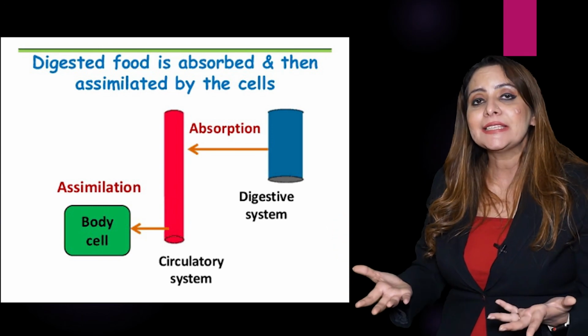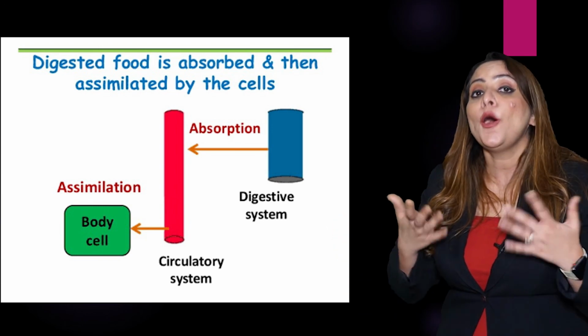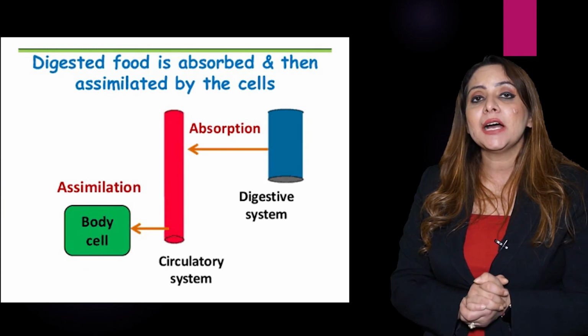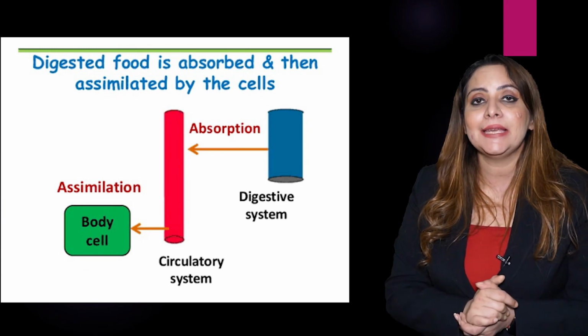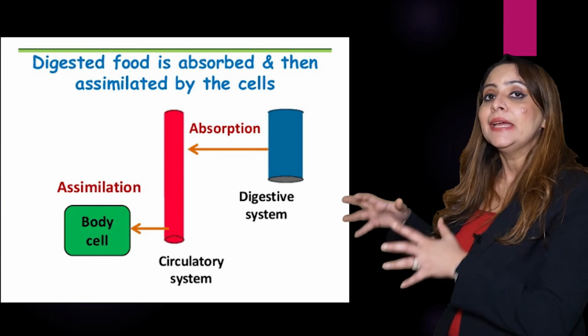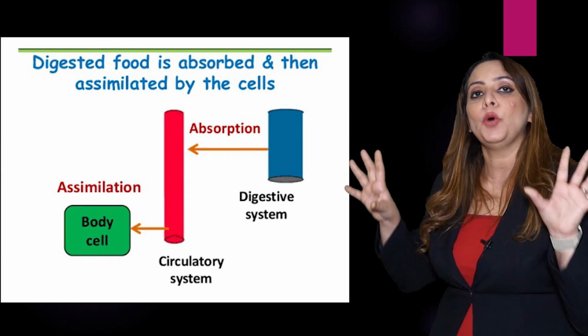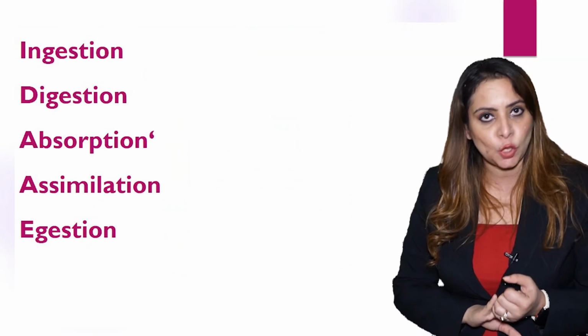And how are these simpler substances transported? Obviously, they are transported by a circulating fluid, that is the blood. So through blood, it reaches all the body cells. This is called absorption.